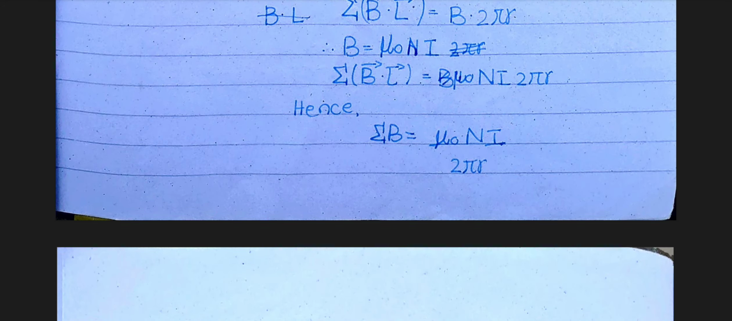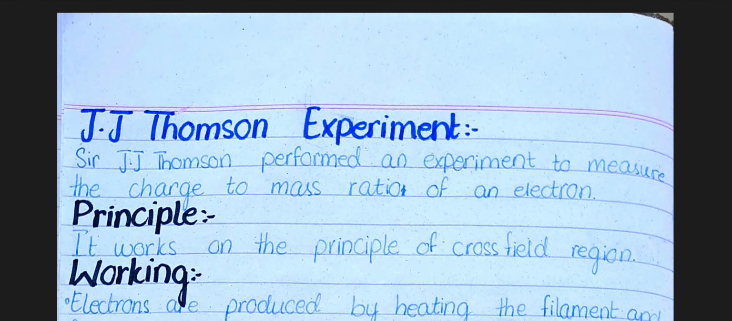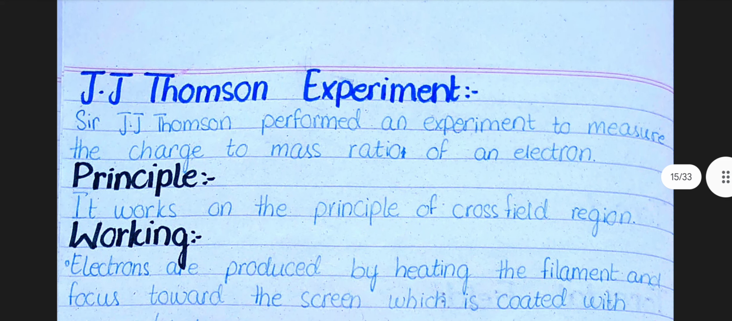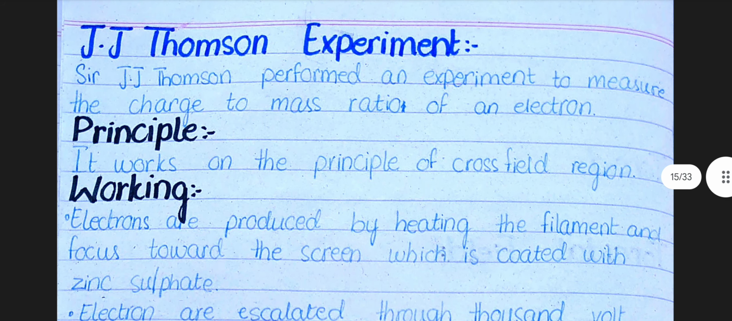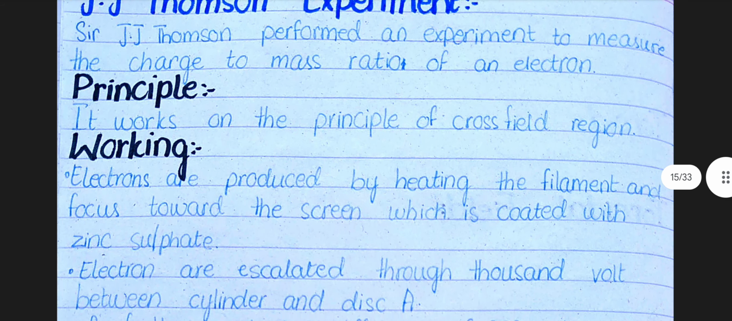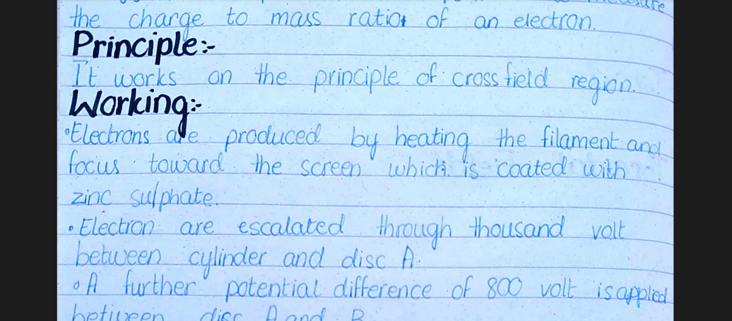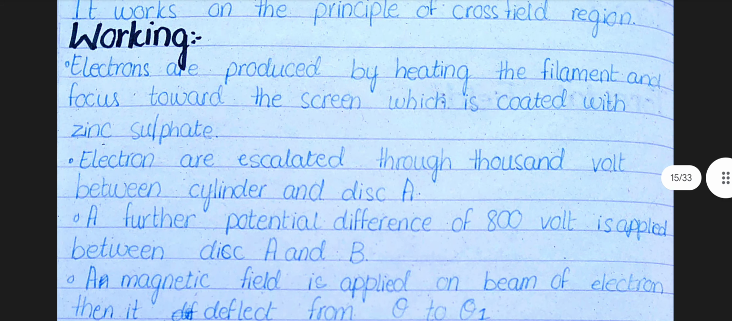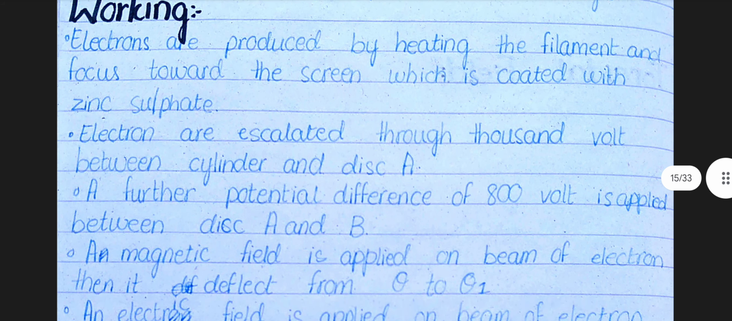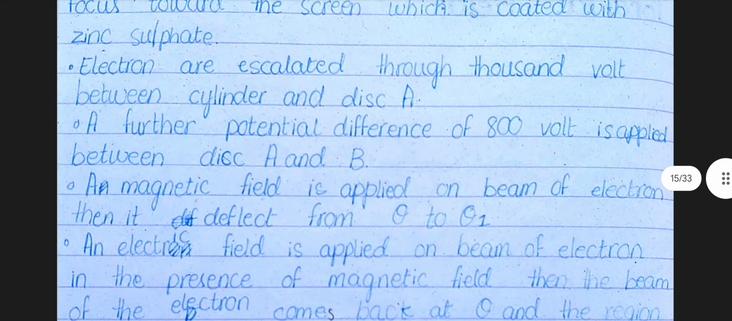J. J. Thomson experiment. Sir J. J. Thomson performed an experiment to measure the charge to mass ratio of an electron. Principle. It works on the principle of cross field region. Working. Electrons are produced by heating the filament and focused toward the screen, which is coated with zinc sulfide. Electrons are accelerated through 1000 volt between cylinder and disk A. A further potential difference of 800 volt is applied between disk A and B.